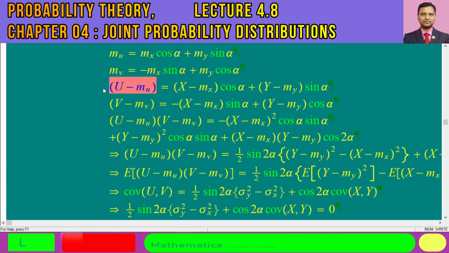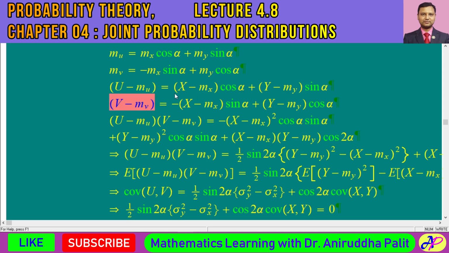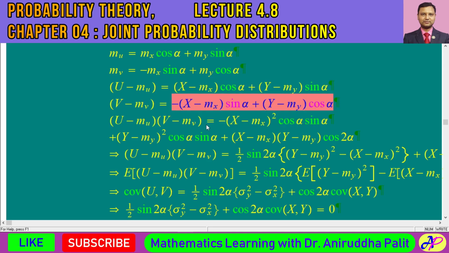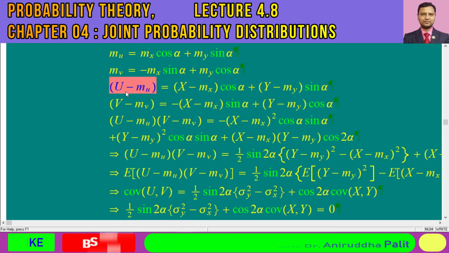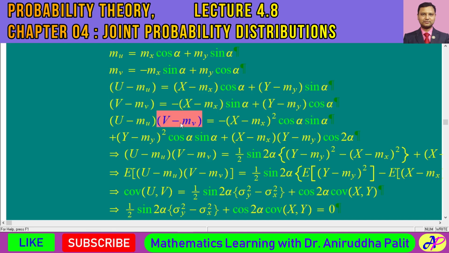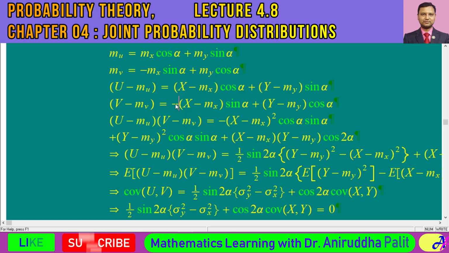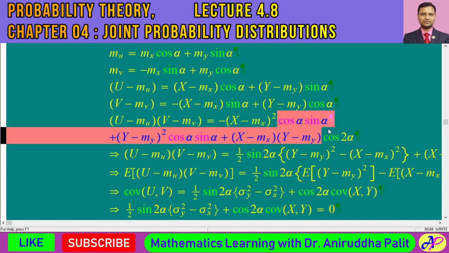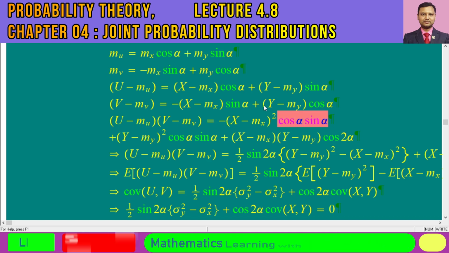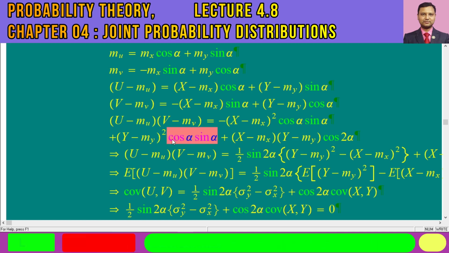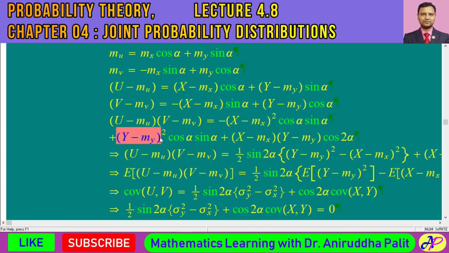Therefore, now if we multiply these two expressions, this right hand side expressions over here, in that case, we have this type of relation that u minus mu multiplied by v minus mv is equal to negative x minus mx whole square into cos alpha sin alpha. Again, this term can be multiplied by this term, then we shall again have a cos alpha and sin alpha term, and its coefficient will be y minus my whole square.